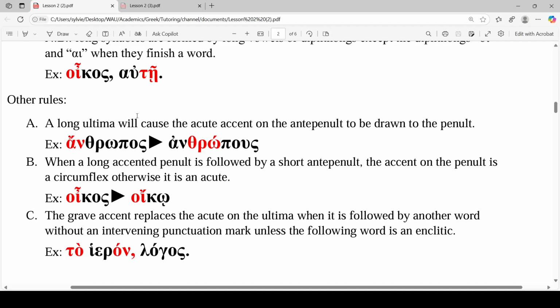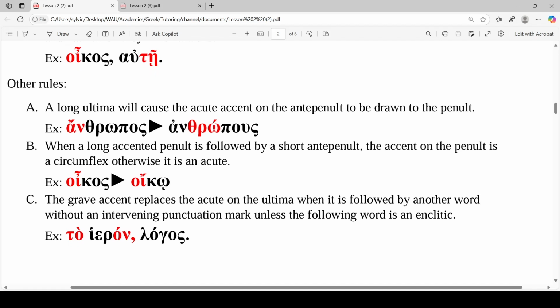It's the same word with the same root, but in a different case. We'll be seeing this a little bit later in our series with the cases in Greek. So we have here, instead of anthropos, anthropou, because the ultima, which was a short syllable, has become a long one with the diphthong ou. That's why the accent moves to the right, to the penult.